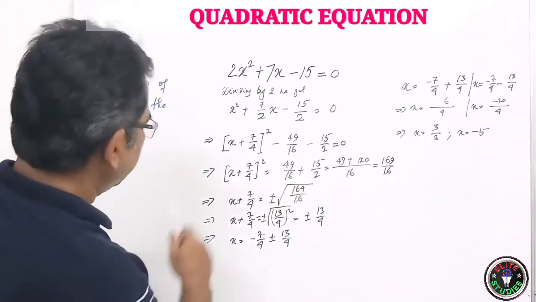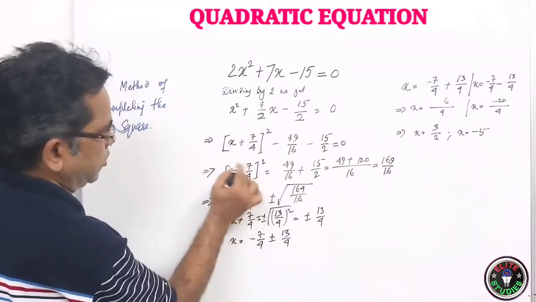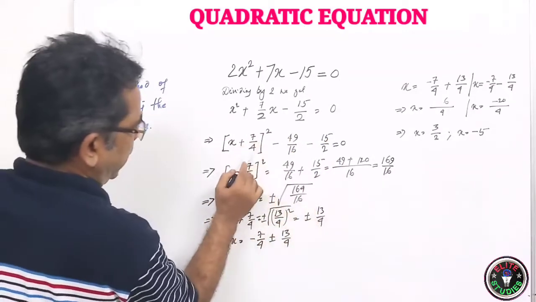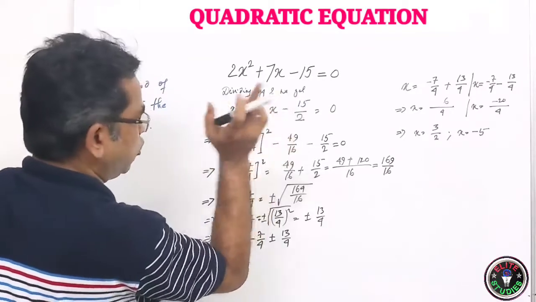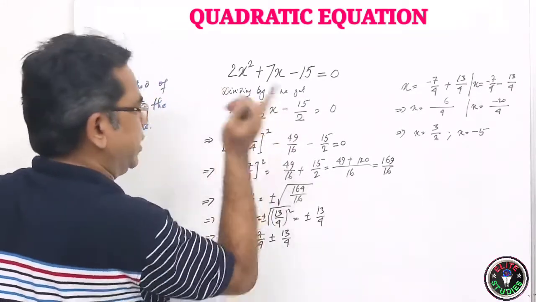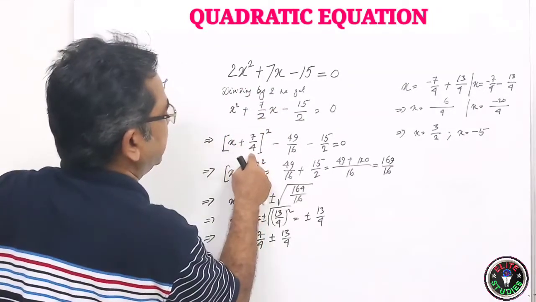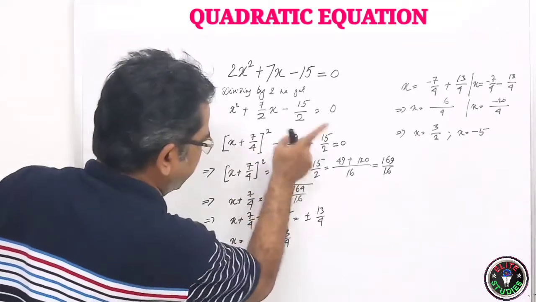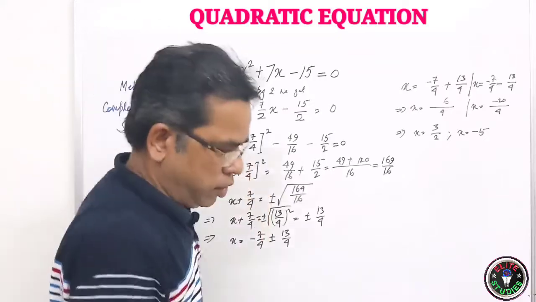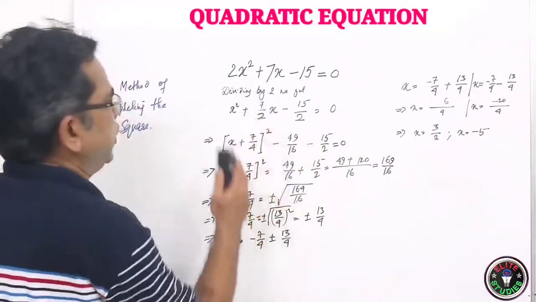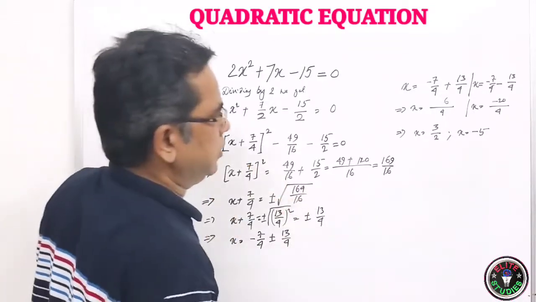Okay students, this is the main step of completing the square. I will again repeat: always put the x directly here. First of all, you should ensure that the coefficient is 1. Next, whatever is there, you multiply by 1 by 2 and write this number. After that, what you have to subtract? You square it and subtract it. And this is the same as that one. So this is all about how to solve a given quadratic equation by the method of completing the square.